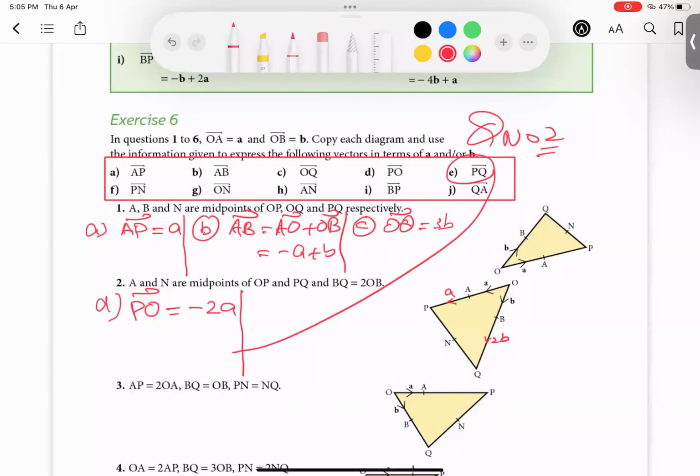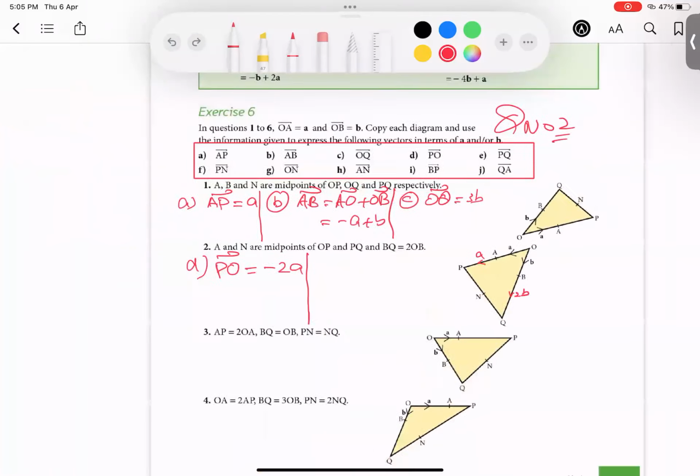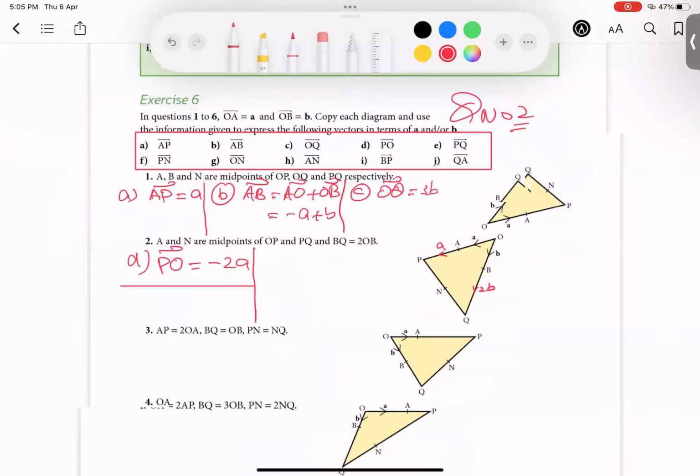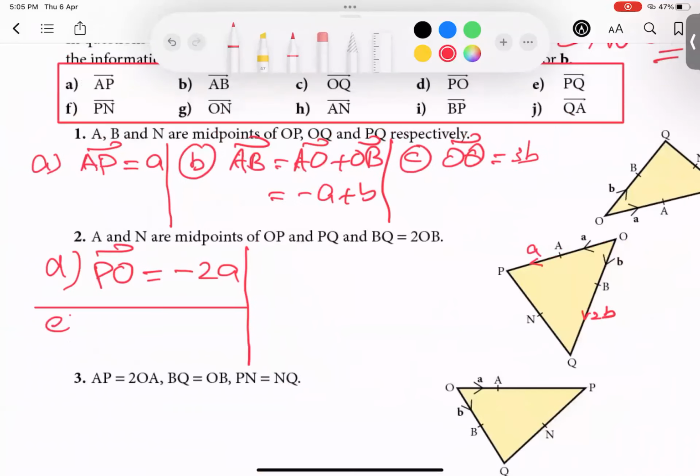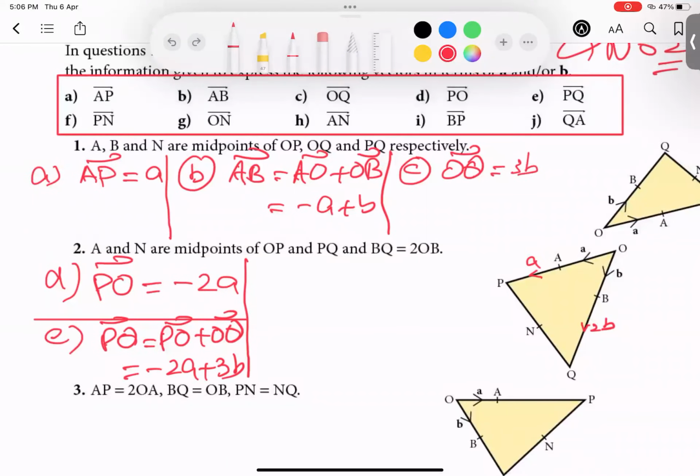And the next part is PQ. So where is P? Here. Q is here. But you know, student, this path I cannot go. P to O, O to Q. I hope it's very clear. I'm doing it here, E part. P to Q. So the path is P to O, O to Q. And P to O is negative 2A and O to Q is 3B. You can utilize the previous answers or you can find it from the diagram: negative 2A and 3B. Very easy. Now E is done, now F part.